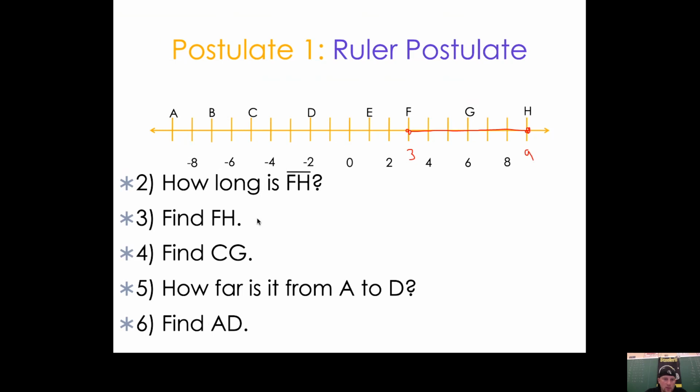You could count, or you could take the difference of the coordinates and then take the absolute value. So your coordinates are 9 and 3. Subtract those, take the absolute value. You could also just count. 1, 2, 3, 4, 5, 6. Got a little messy there towards the end. But that's the ruler postulate. You're taking the absolute value of the difference between the coordinates.